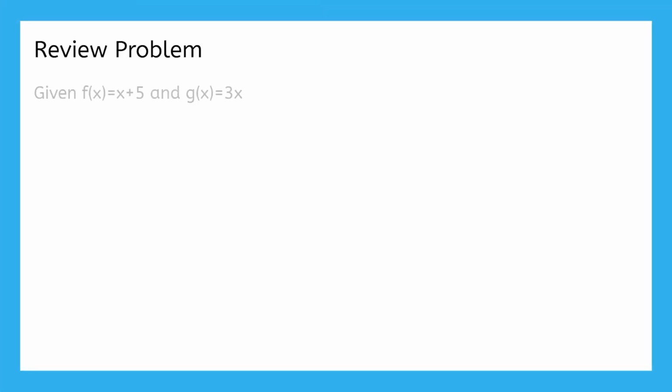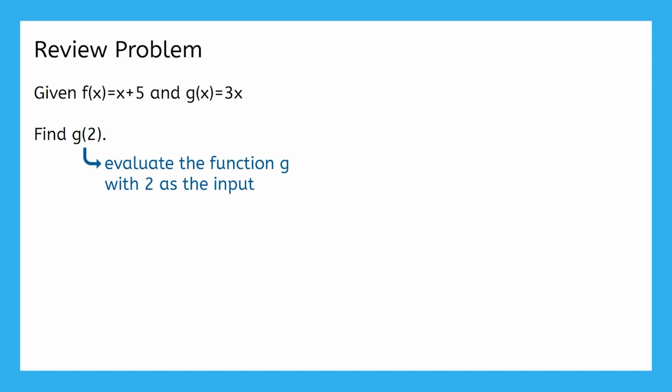Imagine you've been given two functions, f of x equals x plus 5 and g of x equals 3x. If we're asked to find g of 2, what exactly are we being asked? It's asking us to evaluate the function g with 2 as the input. So then what would g of 2 be equal to?